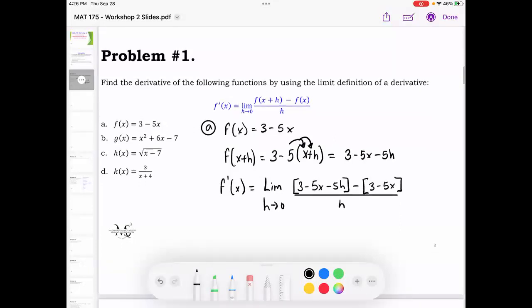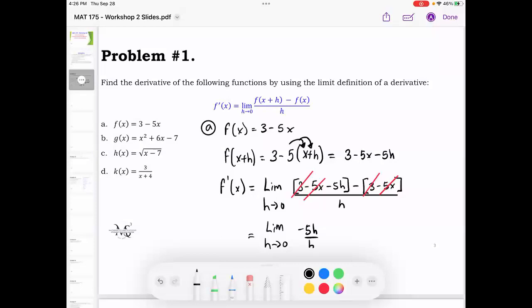So what terms can I cancel out? 3 and 3, yes, you can cancel out your 3s and their negative 5x. That's right. So you're reducing your limit. You have the limit now as h approaches 0. So just a quick tip here. Continue to write your limit statement as you're simplifying the expression, and then you evaluate your limit at the end. Okay, we have negative 5h over h.